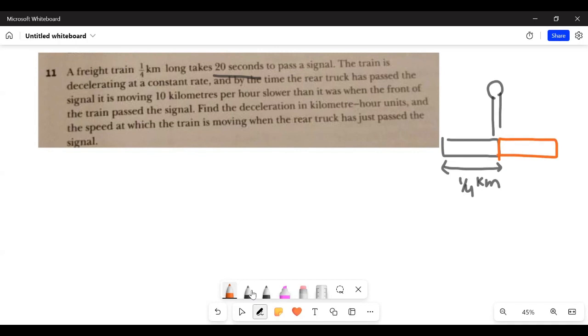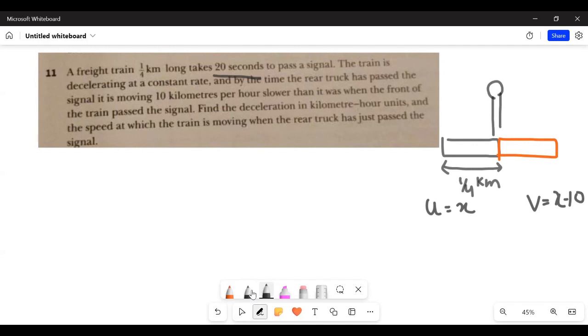Okay, the train is decelerating at a constant rate. And by the time the rear of the train has passed the signal, it is moving 10 kilometers per hour slower than it was when the front of the train passed the signal. Okay. So that means initially, if the speed was X, let's say U was X initially. So later, it is 10 kilometers per hour slower. So it's X minus 10.